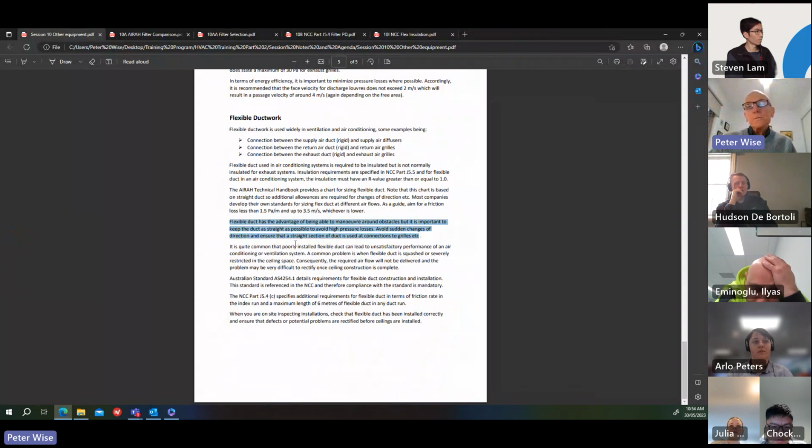If you're using chill beams, which is not so common now, the manufacturers of chill beams will stipulate the maximum length of flexible duct you can have, and I think it's about 1 metre. It's got to be straight. It's a straight connection. Otherwise, they won't work properly.